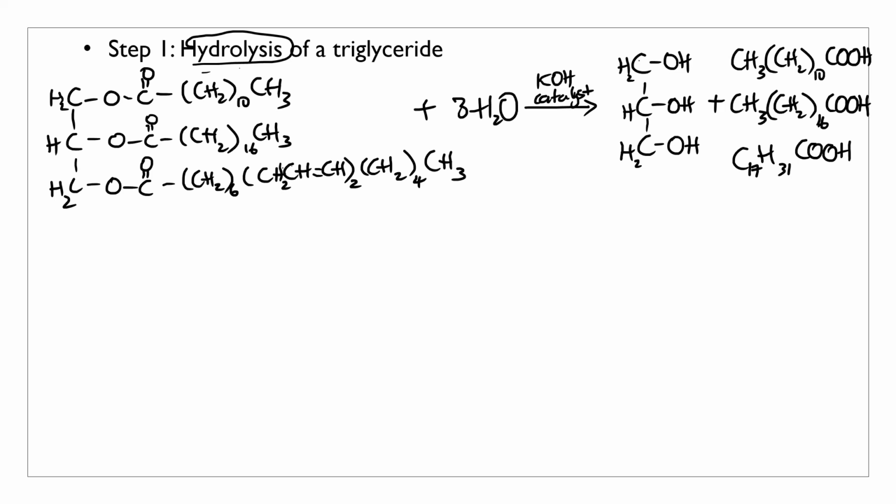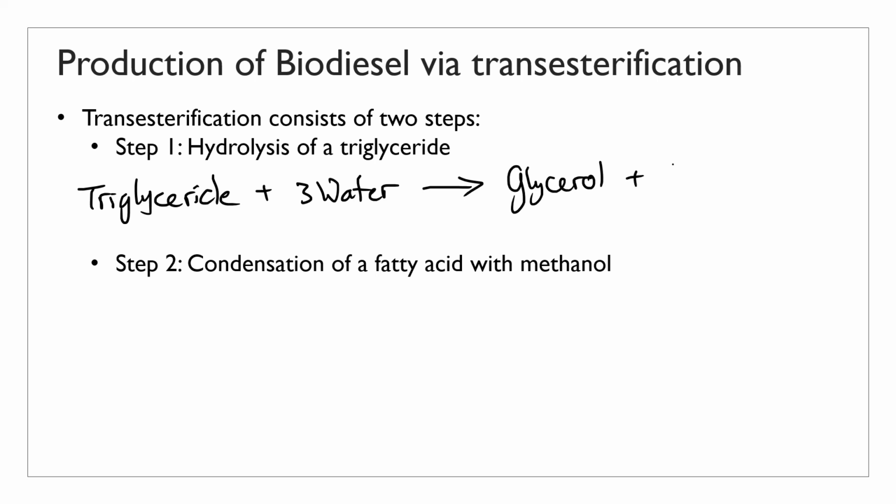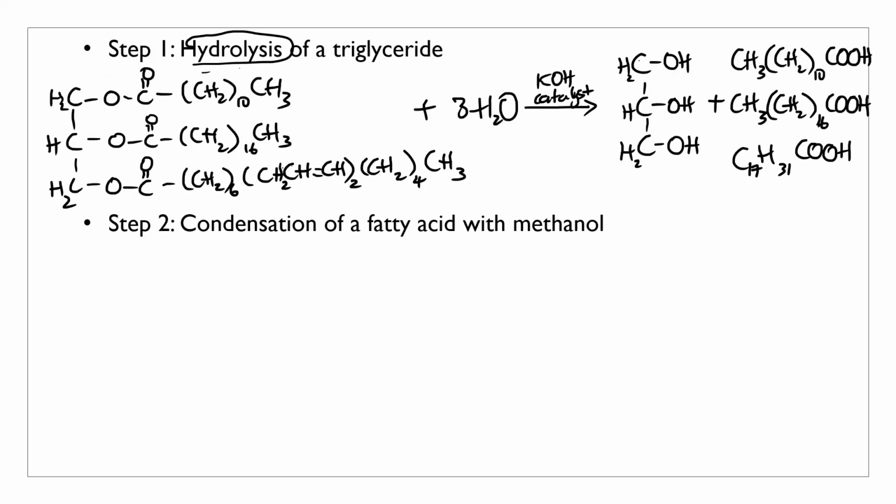So the first step is hydrolysis. You start with the triglyceride plus water to produce glycerol and 3 fatty acids. So if we go back to this, step 1 is triglyceride plus 3 water. The number actually matters here. It's going to produce 1 glycerol and 3 fatty acids. So it's just your standard hydrolysis to reform the alcohol and the carboxylic acid molecules. So you need a catalyst. And the second step is going to be condensation.